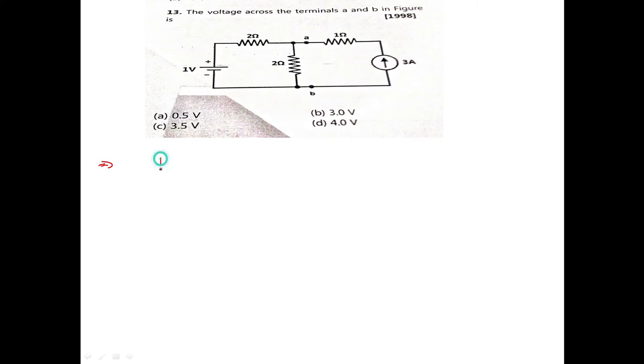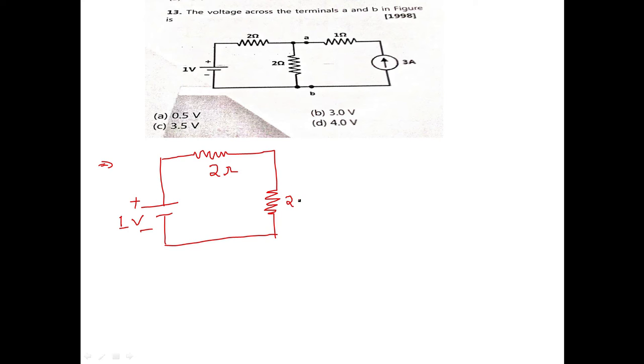So here we have a voltage of 1 volt, and now there is a 2 ohm resistance, and there is another 2 ohm resistance, and then there is a 1 ohm resistance over there, and 3 ampere current is flowing across this 1 ohm resistance. So this is the given figure.